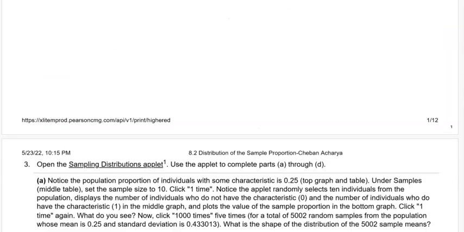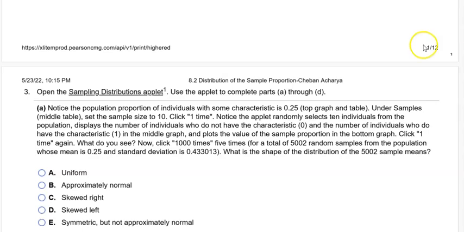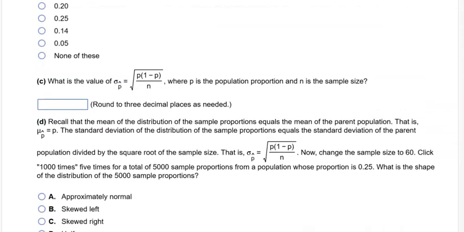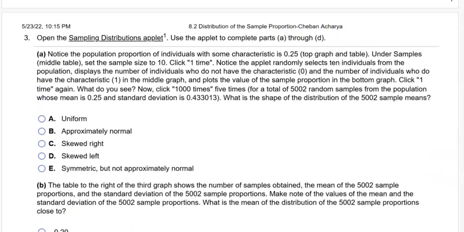Alright, question number 3. In this question, you have to use the sampling distribution applet in MyLab Math. I don't think I'm going to do the applet in this question. So you try it yourself in MyLab, and when you try, make sure that you read the instructions carefully. There's a very long paragraph here. You have to read this very carefully to answer part A.